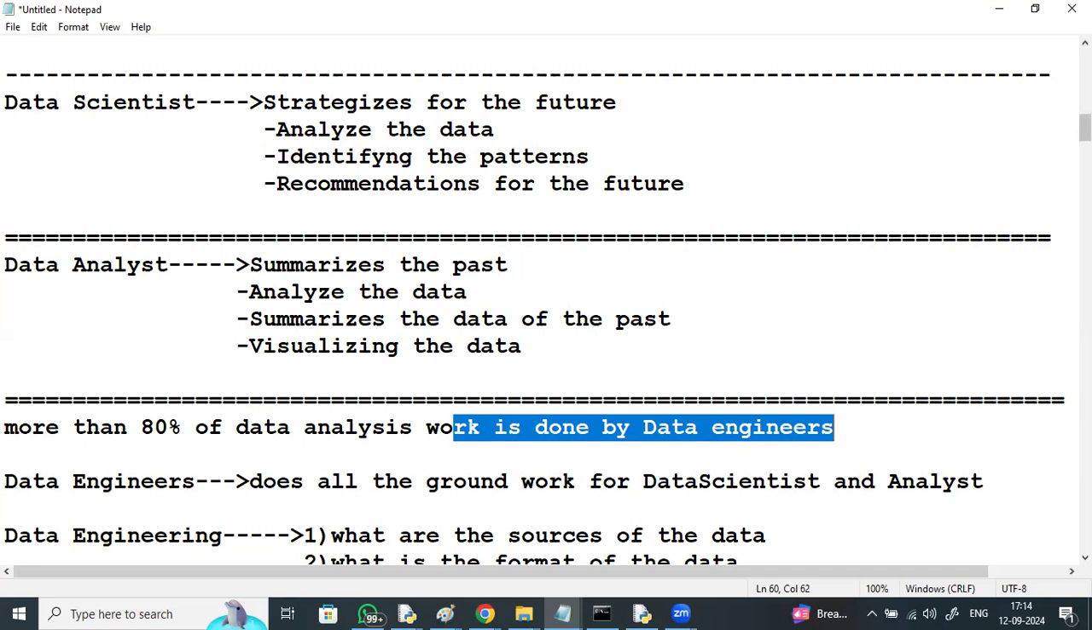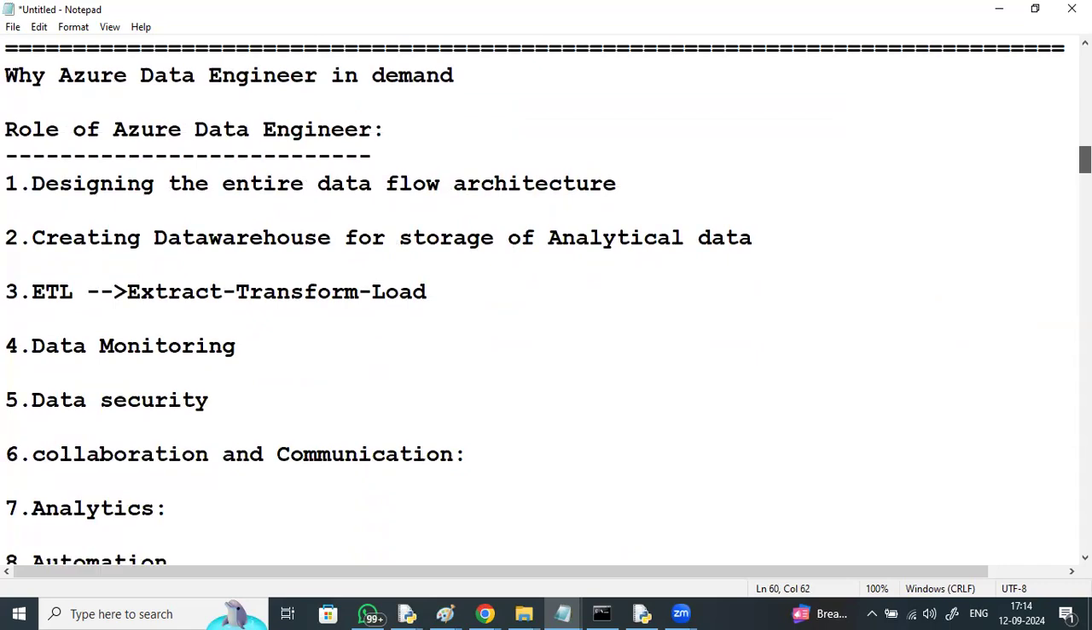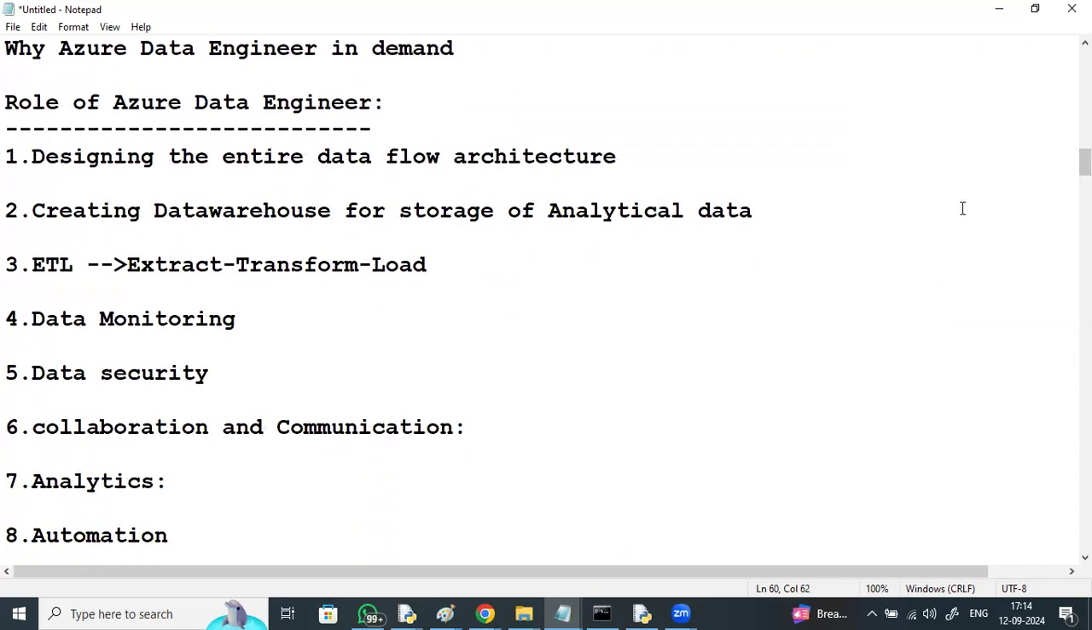So what are the sources of the data? What is the format of the data, and how to transform the data? What is the destination of the data? This is what is involved in data engineering, right? Role of an Azure data engineer: designing the entire data flow architecture, creating a data warehouse for the storage of analytical data, and ETL. One of the key tasks is to extract data from multiple sources, transform it to a structured format, and then load it into the company's storage service.